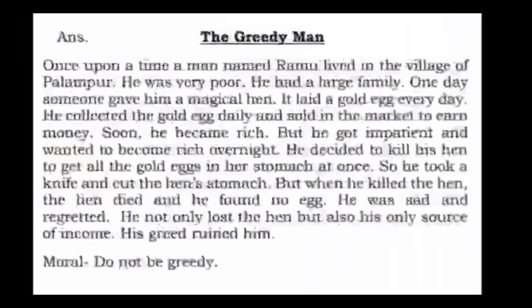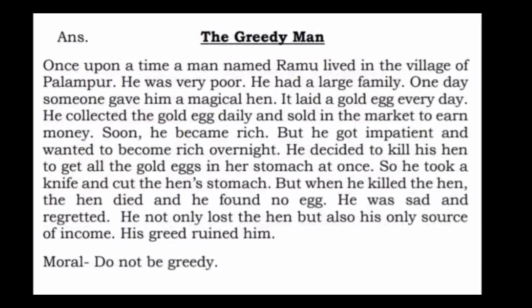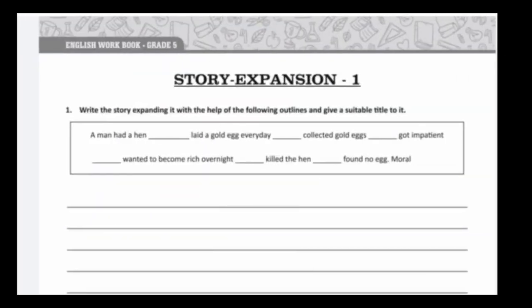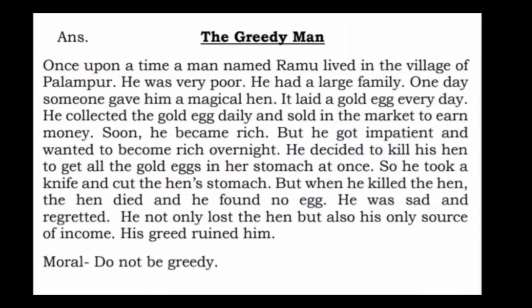Soon he became very rich. Then it is given, got impatient, wanted to become rich overnight. Okay. So, how will you add the points to this? You can say, like, but he got impatient and wanted to become rich overnight. He decided to kill his hen to get all the gold eggs in her stomach at once. So he took a knife and cut the hen's stomach. But what happened? When he killed the hen, she died and he found no egg.